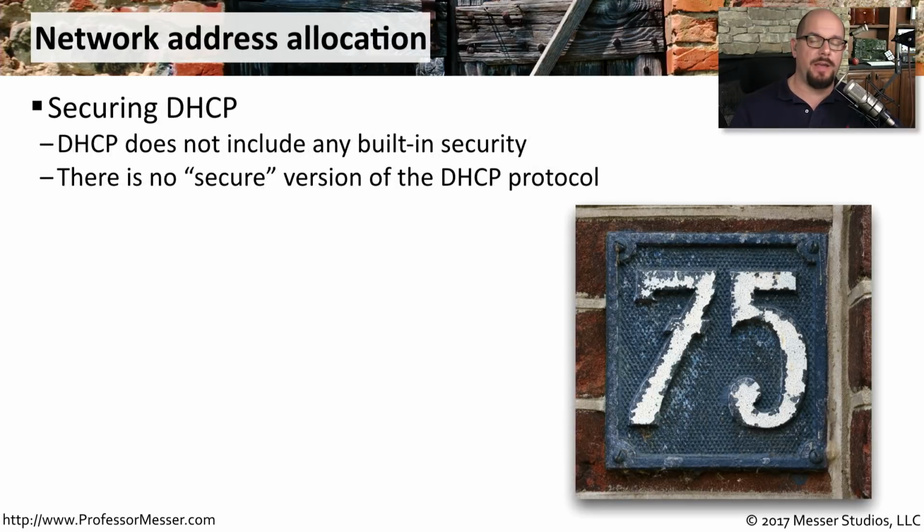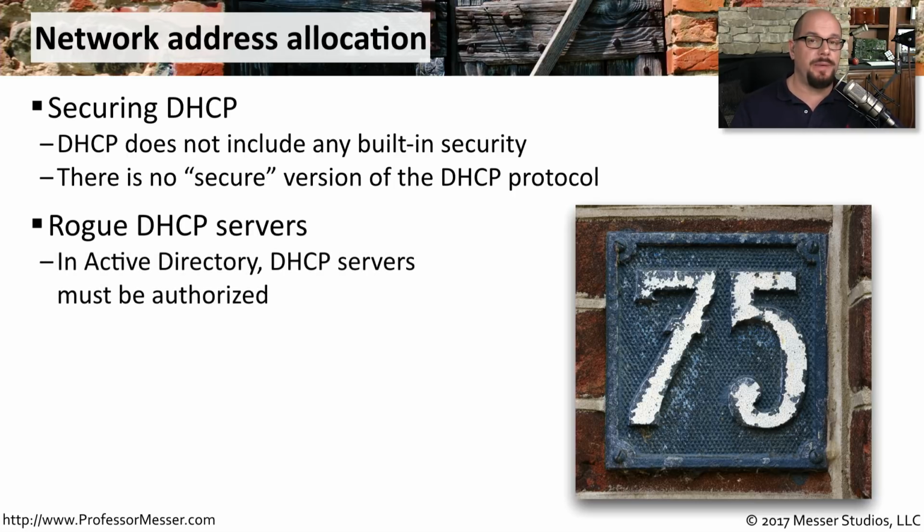The allocation of IP addresses can be done automatically using a protocol such as DHCP, the Dynamic Host Configuration Protocol. But DHCP does not have any type of security built into the protocol itself, and there is not a secure version of DHCP that you could opt to use in your environment. One of the biggest challenges with DHCP is that someone could start their own DHCP service and begin offering IP addresses as a rogue DHCP server. In a Microsoft environment, DHCP servers must be authorized in Active Directory, so Microsoft has added an additional layer of security on top of the DHCP process.